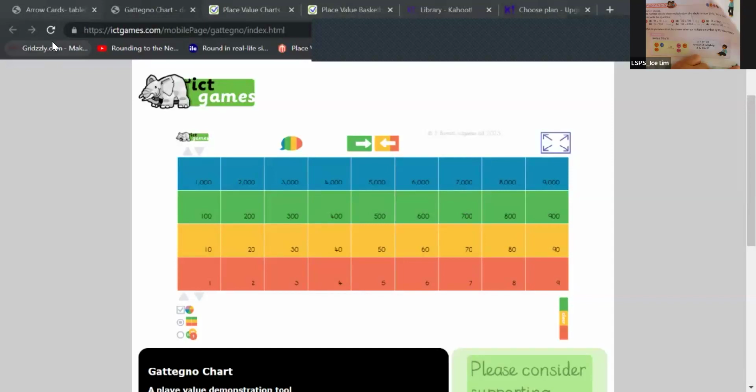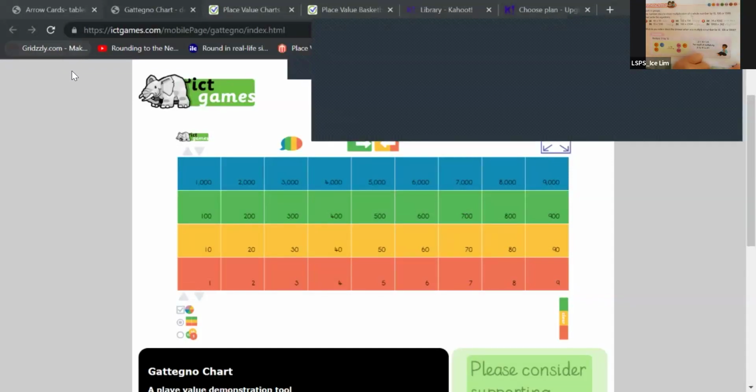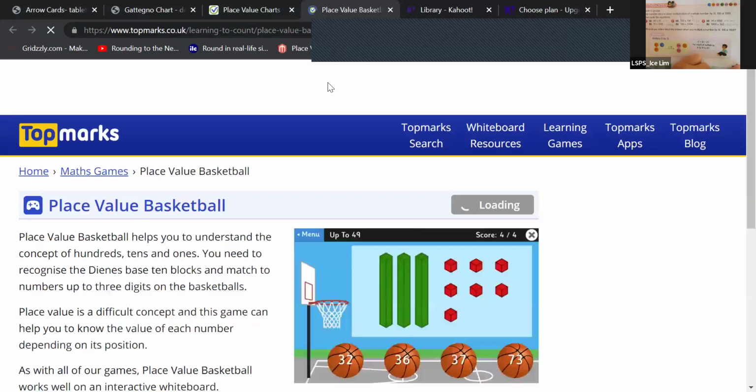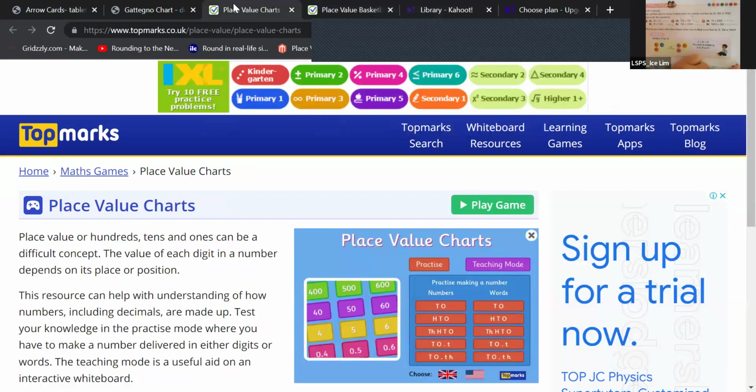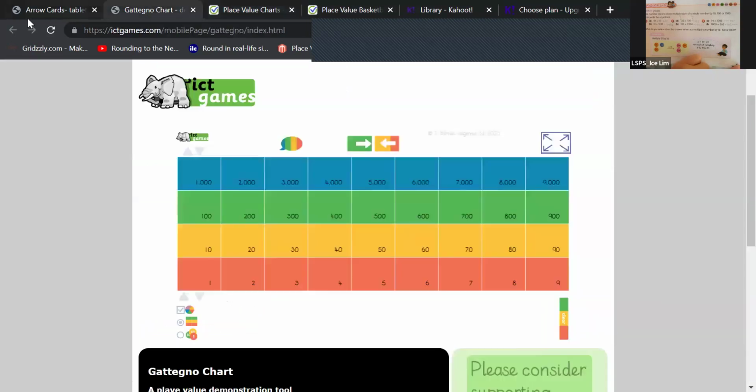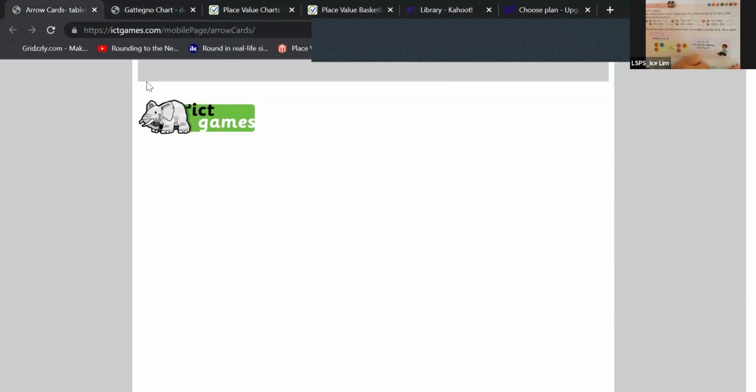Jared was asking me whether we learn expanding and compressing of numbers. Yes, we do. So I wanted to share with you these different things that are quite fun for my primary two. Yeah, this one. And this one, let me refresh this.